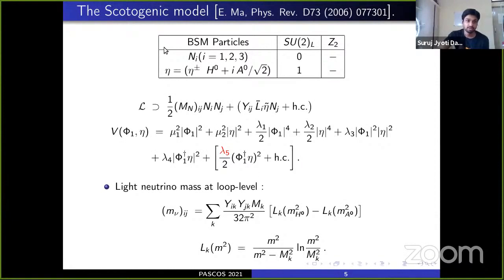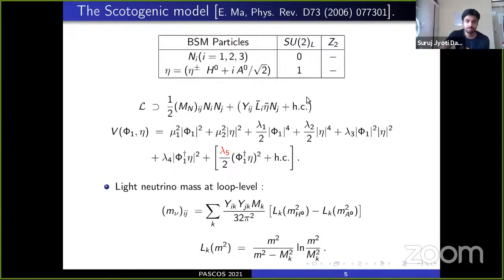Now, as I've mentioned, we have considered a specific particle physics model, which is the scotogenic model. Here the standard model is extended by three Z2 singlet right-handed neutrinos and a scalar doublet eta. An extra Z2 symmetry is imposed under which these extra BSM particles are Z2 odd. This is the relevant Lagrangian of the leptonic sector, and this is the scalar potential, where phi1 is the standard model Higgs. As we'll see in our analysis, lambda 5 is an important parameter since it determines the Yukawas.